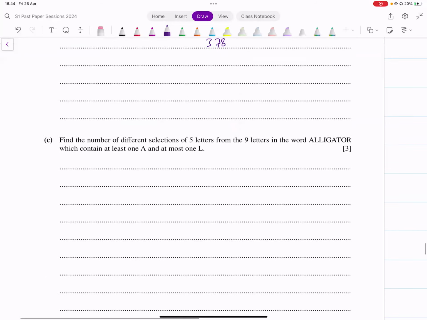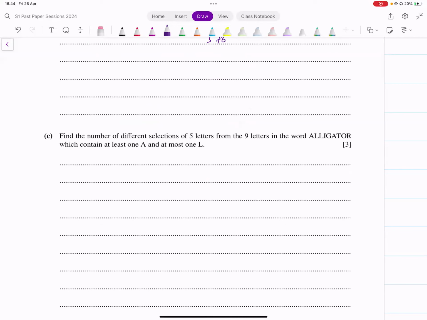Okay, let's look at the next part now. It says find the number of different selections of 5 letters from the 9 letters. Now we're talking about selection. Selection means combinations. We're not arranging them anymore. Which contain at least one A and at most one L.